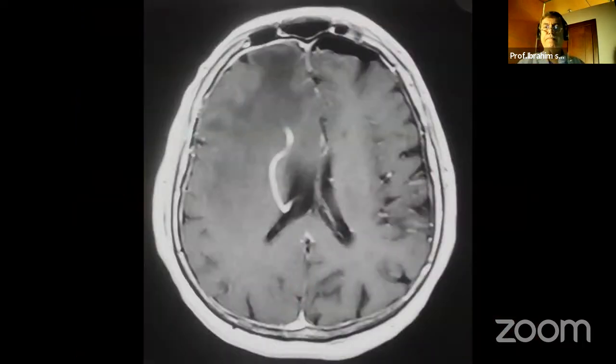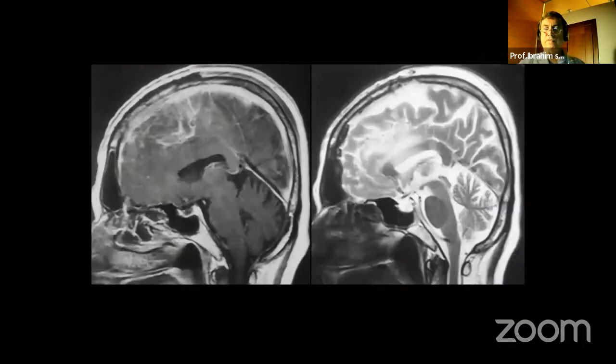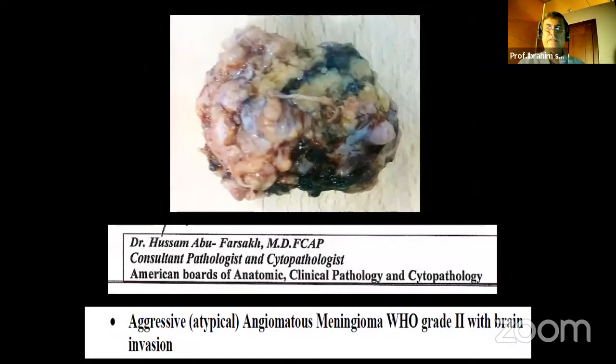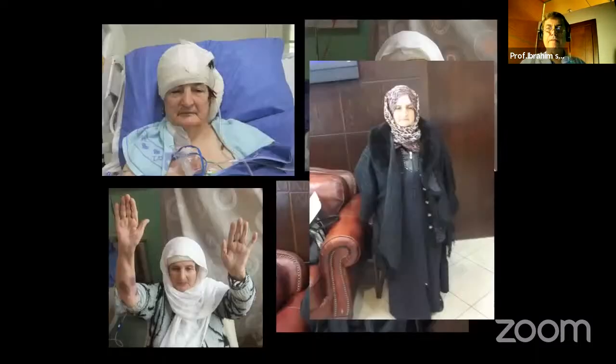And this is post-op. As you can see, DVA has been preserved and the tumor has been removed. And this is the tumor, again reported by Dr. Farsakh as aggressive angiomatous meningioma, lots of bleed. And this is the patient fully recovered, and she went on. With this, I finish, and I will take questions, and later on, we'll take questions from the auditorium.